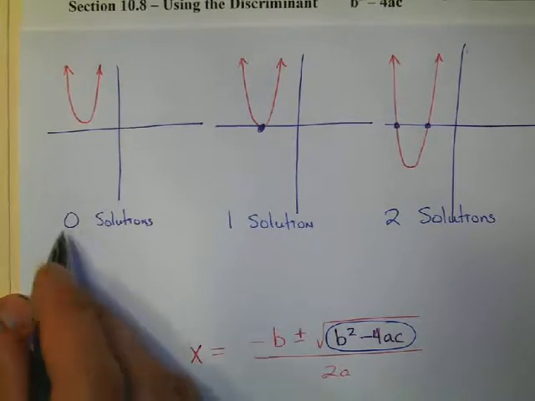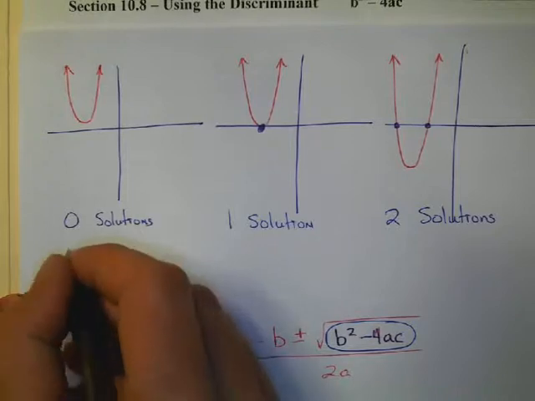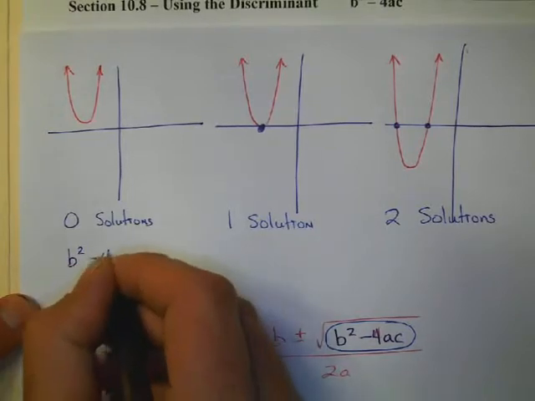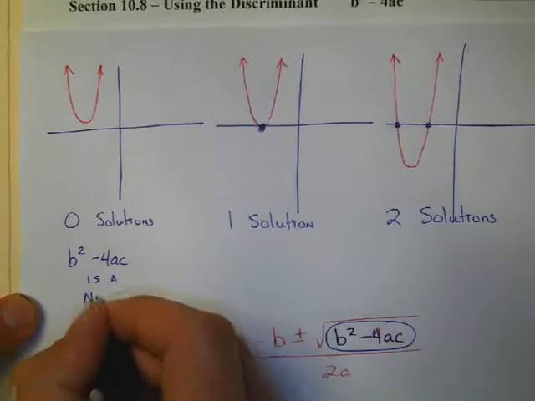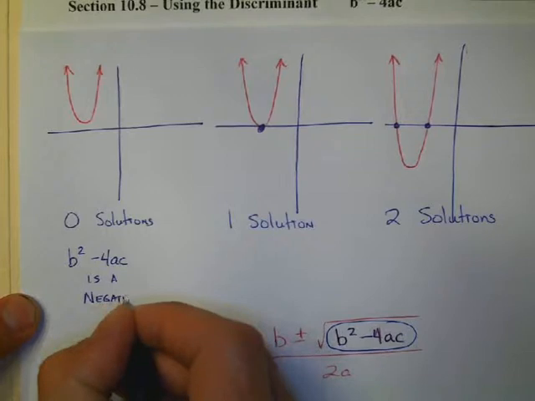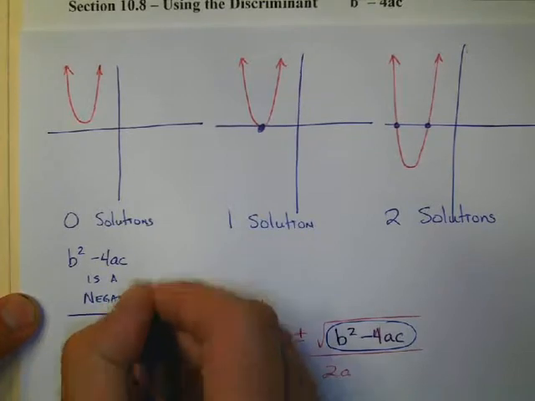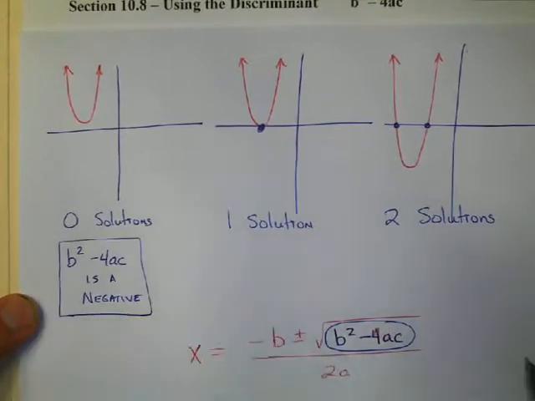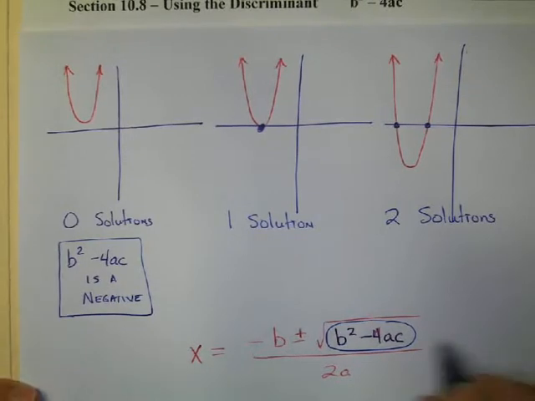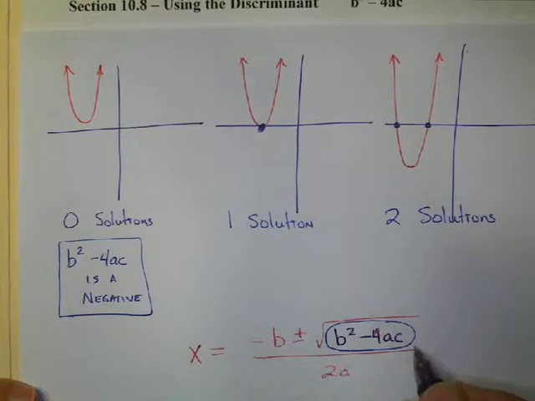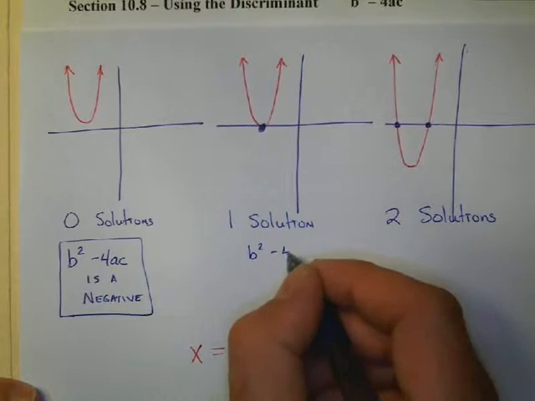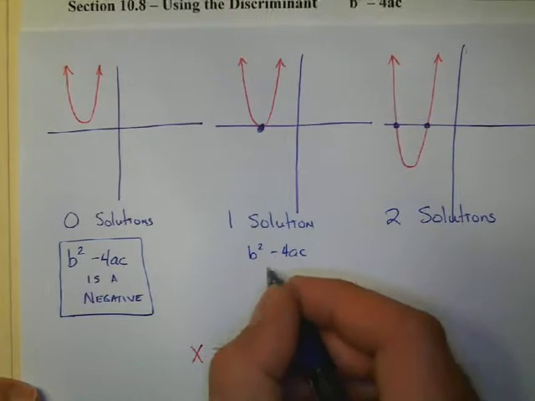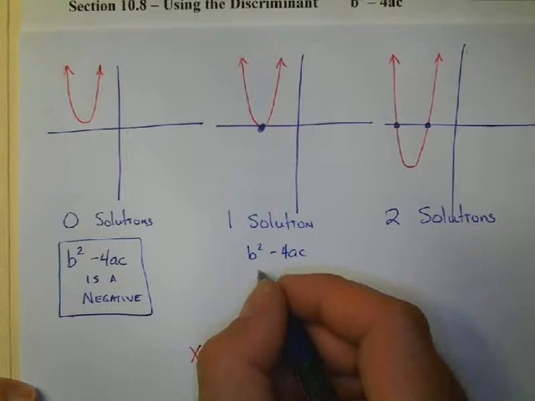When b squared minus 4ac is equal to 0, that's an example of what we have going on in the middle, where we just have one solution. And so that's only going to happen on a very rare occasion that it's actually equal to 0. And then our most common and normal solution is when b squared minus 4ac is a positive number. And if it is a positive number, we're going to have 2 solutions to the problem.